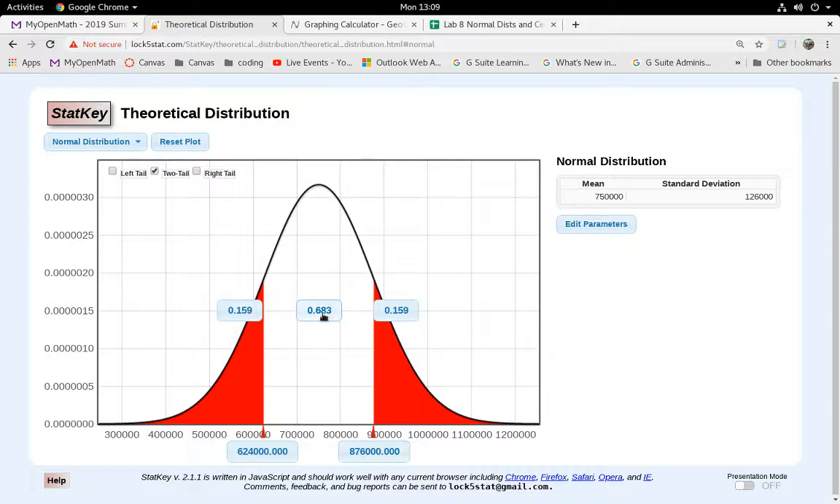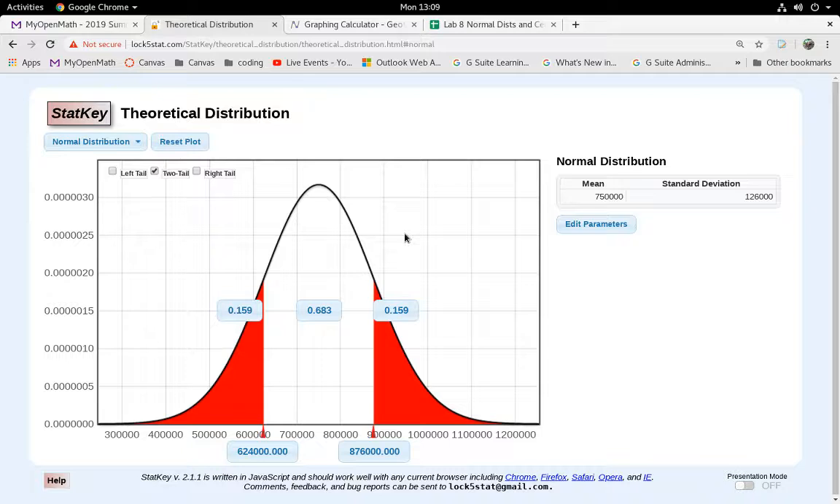And look at, there's that 68.3% again for that middle chunk within one standard deviation. So as long as a distribution is normal, doesn't matter what the mean and the standard deviation are, within one standard deviation on each side, you should always find 68.3%-ish in the middle. All right, so notice the spread of numbers here, 400,000 on the low end, 1,100,000 on the high end.